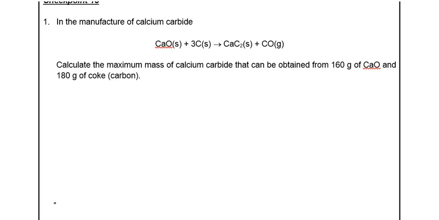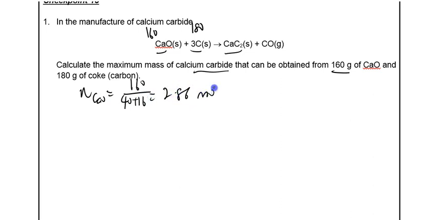Alright, so for checkpoint 15, what is the maximum mass of calcium carbide that can be formed from 160 gram of CaO and 180 gram of coke? So again, you see that there's enough data here to calculate the number of moles of both the reactants here. So you must straightaway deduce that there is a limiting reagent. So we calculate number of moles of CaO.